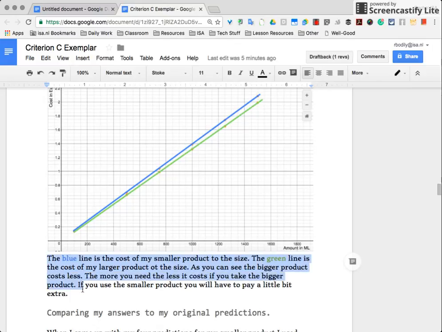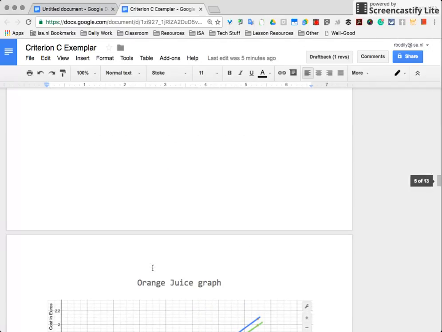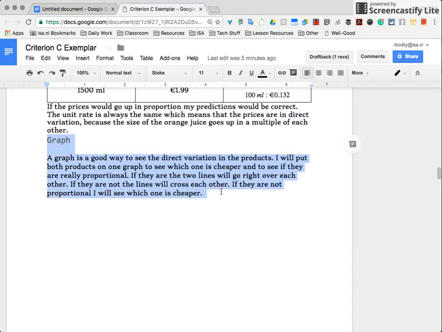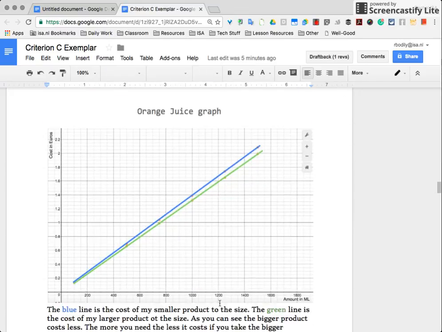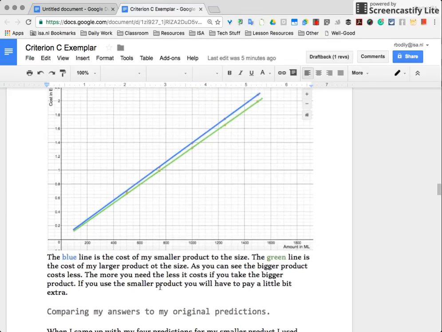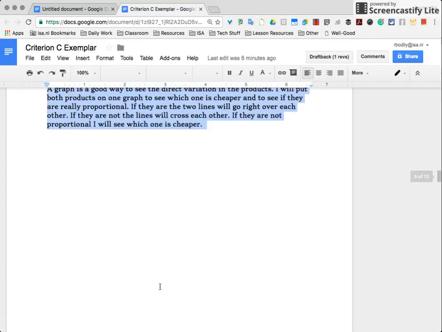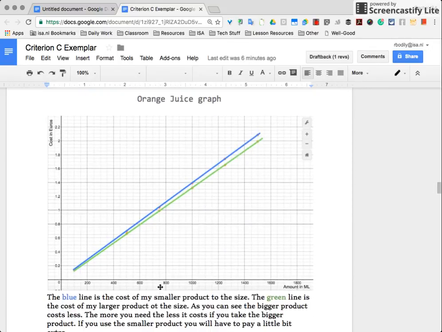So describing what is represented in the graph and then seeing what is able to be compared in the graph is also good. As you can see, the bigger product costs less. The more you need, the less it costs if you take the bigger product. If you use a smaller product, you'll have to pay a little bit extra. So if you can tell, he's gone from talking about a graph, what a graph is, showing the graph, and then interpreting the graph. So this is an excellent example of moving between different forms. And this needs to be carried throughout the entire report.